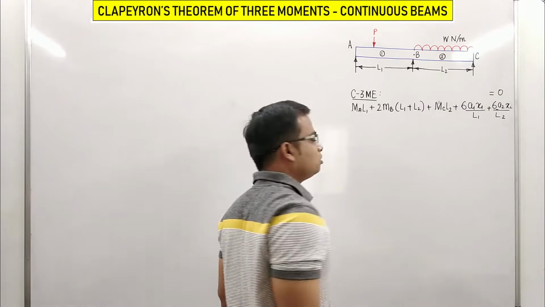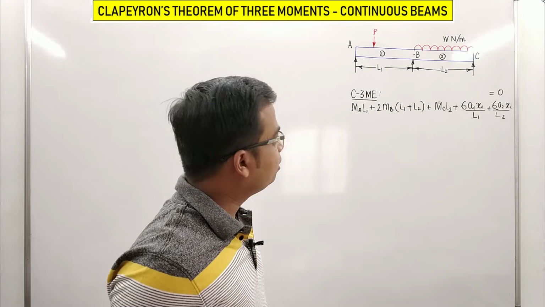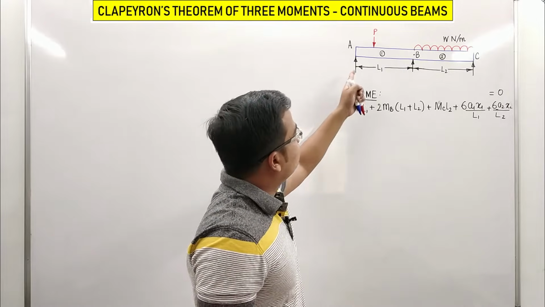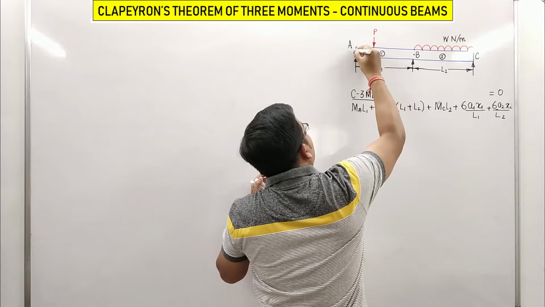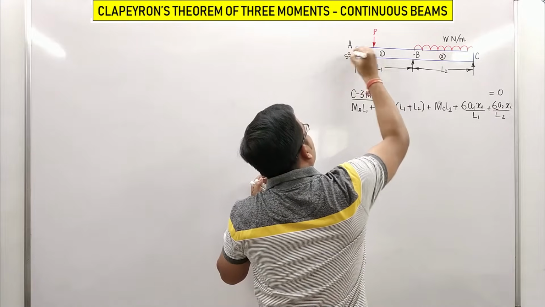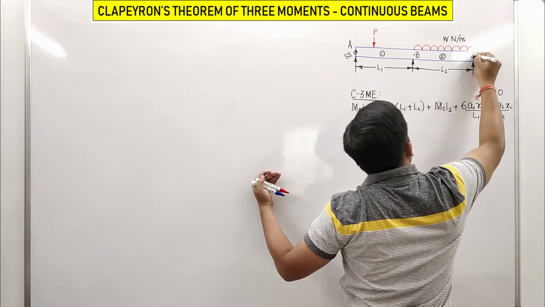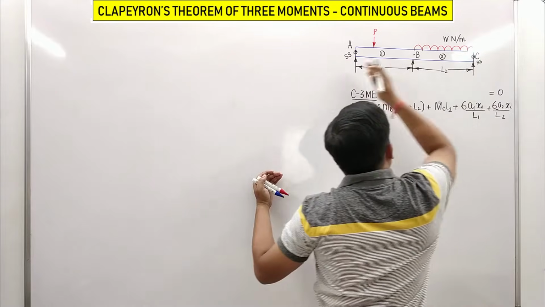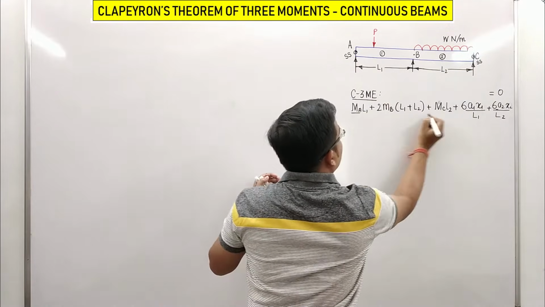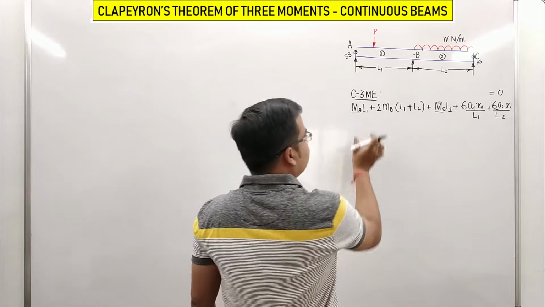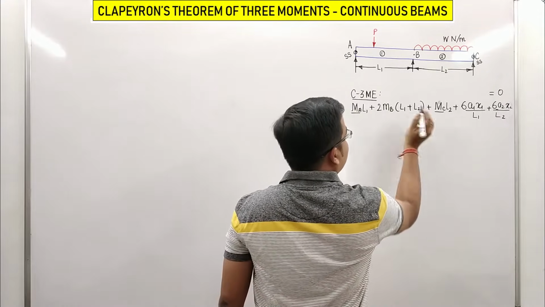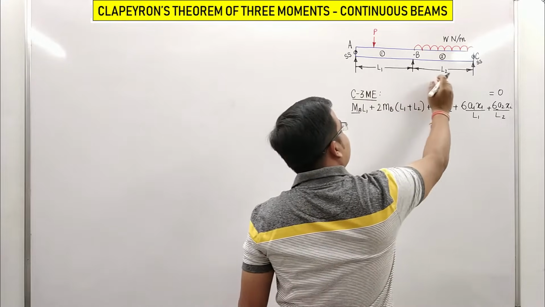So this is Clapeyron's three-moment equation. Some of you might be thinking, what is MA? This is the support at the end, and this is simply supported, and here also this is simply supported. At the ends, you are going to put MA and MC equal to 0, no problem. So you are left with other terms, L1 and L2, and these things will be given to you.